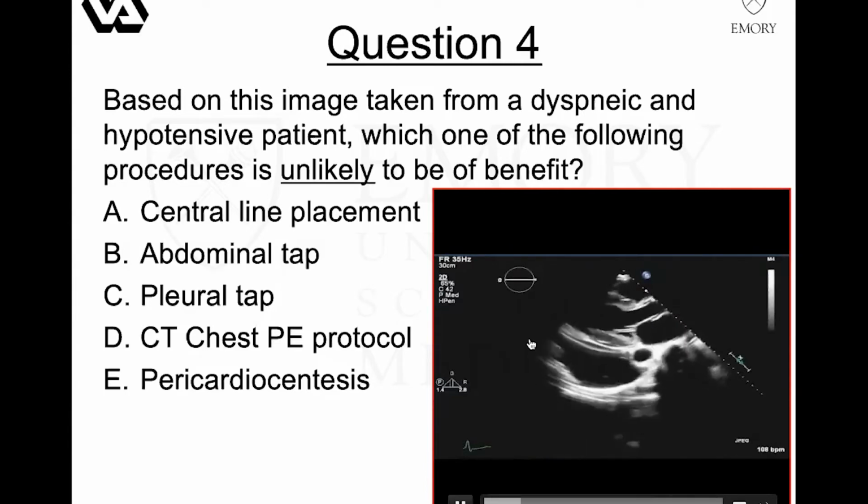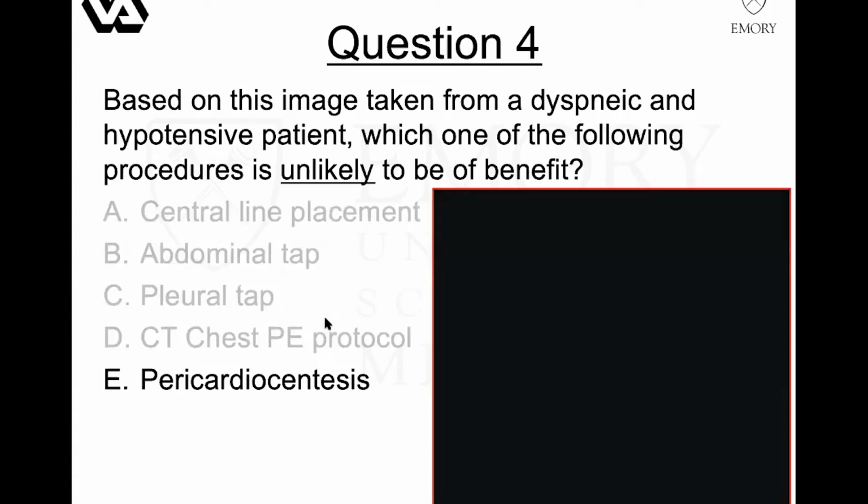We can see it. Oh, you can see the pointer. Okay. So this is actually a pleural effusion back here. A pericardial effusion should be up here. This tiny little sliver here is a pericardial effusion. And basically, as you can see, there's not much pericardial fluid. So it's unlikely that pericardiocentesis is going to help this patient. Excellent. Good job, Marcel.